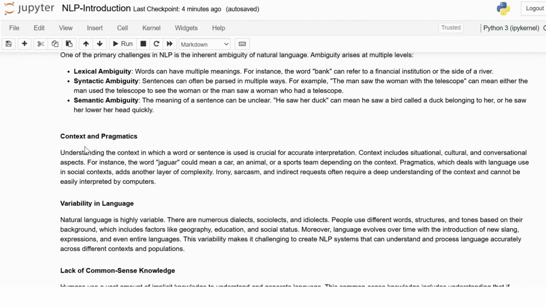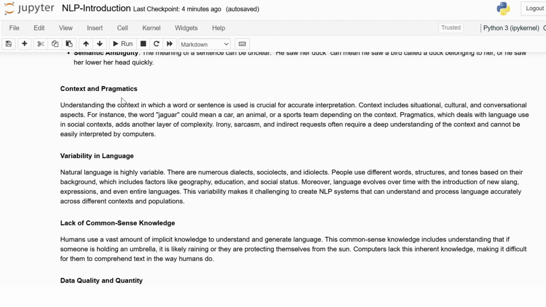The next challenge is context and pragmatics. Understanding the context in which a word or sentence is used is crucial for accurate interpretation. Context includes situational, cultural, and conversational aspects. For instance, the word jaguar could mean a car, an animal, or a sports team depending on the context. Pragmatics, which deals with language use in social contexts, adds another layer of complexity. Irony, sarcasm, and indirect requests often require a deep understanding of the context and cannot be easily interpreted by computers.